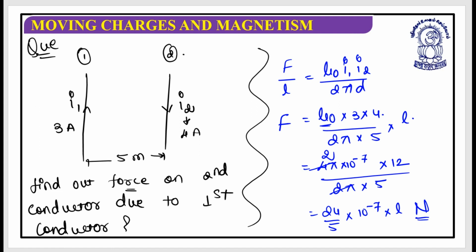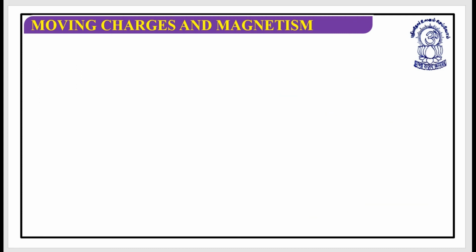Now as you can see, both are having currents in opposite directions, so they are going to repel each other. This is the force due to the first on the second wire, and this is the force due to the second on the first wire. Yes, they form an action-reaction pair, that is to be remembered by you guys. I hope this is clear. Is it clear? Any doubts? No? Great. Let's work on one more question.